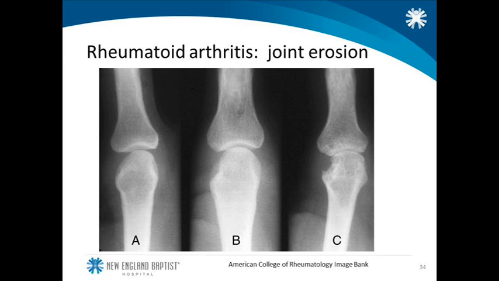This shows one patient's interphalangeal joint over time, where in panel A, the joint is normal. In panel B, they're starting to develop an erosion at the margin of the joint, and then in panel C, there's a more severe erosion. And these changes can happen quickly and often within the first 2 to 3 years after the development of symptoms.